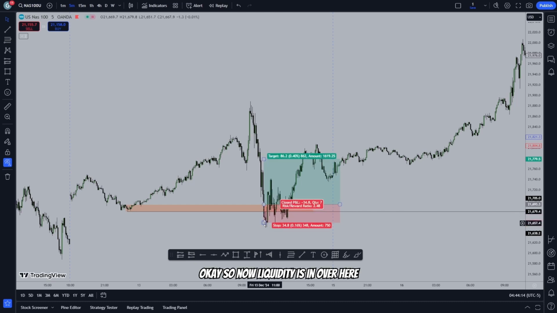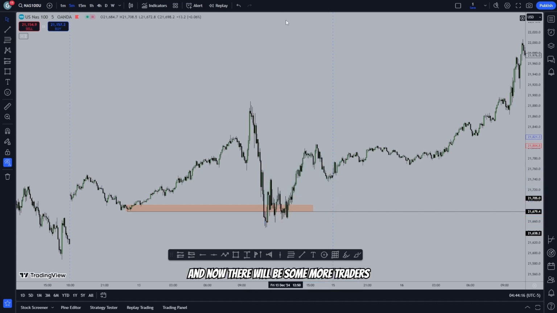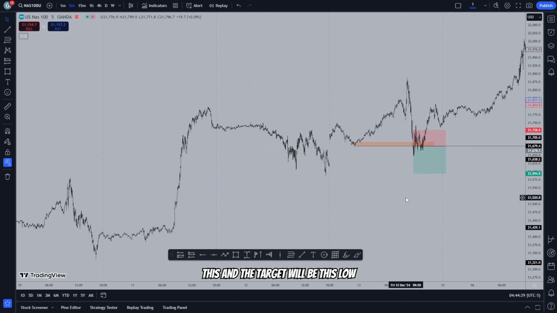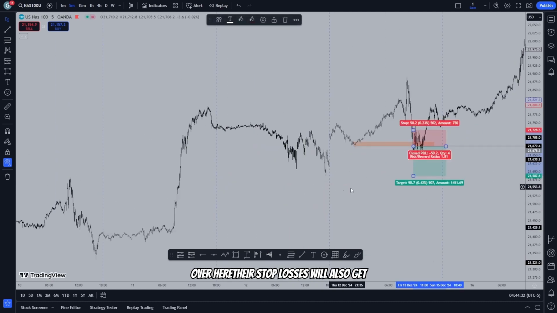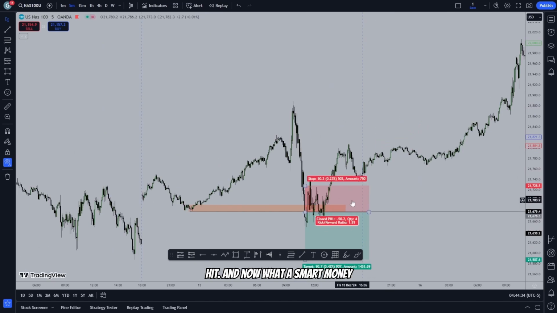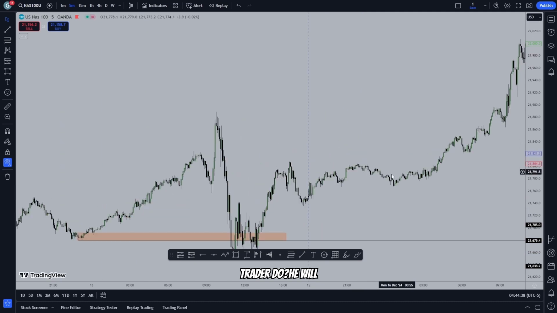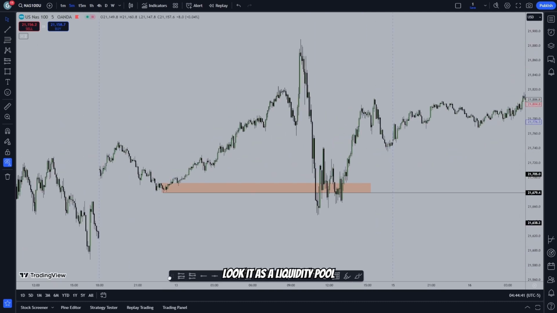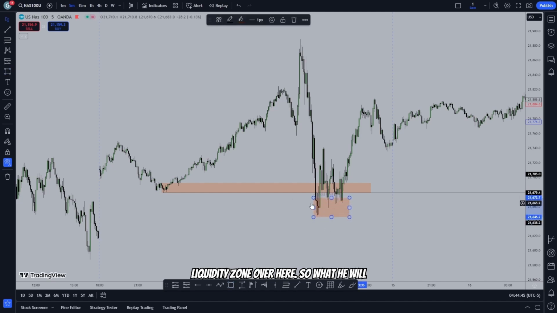So now liquidity is in over here, and there will be some more traders, those who trade breakouts, who will take a sell over here. Their stop loss will be a little bit above, like 55 points, like this, and the target will be this low over here. Their stop losses will also get hit. Now a smart money trader will look at it as a liquidity pool. He will think this is a liquidity zone over here.